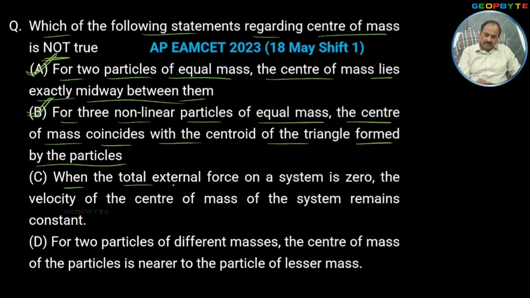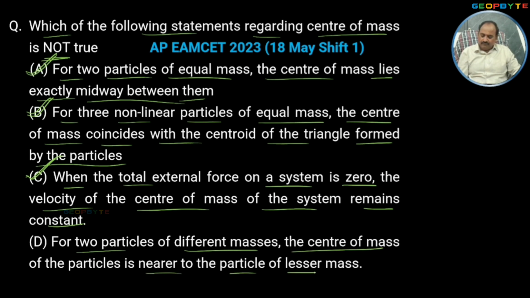When the total external force on a system is zero, the velocity of the center of mass of the system remains constant. Absolutely correct. That is also a correct statement. First three are correct statements; those three are not our option. Look at the last one. For two particles of different masses, the center of mass is nearer to the particle of lesser mass. No, not lesser mass, it is nearer to the bigger mass. This is the incorrect statement. That incorrect statement is our option.